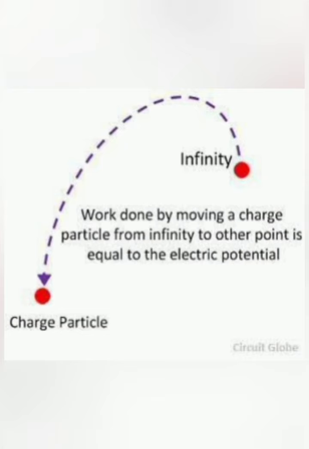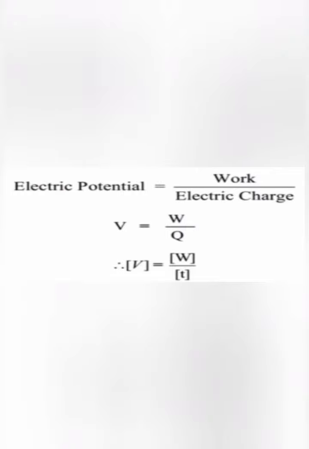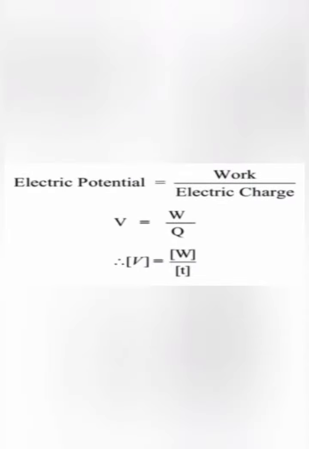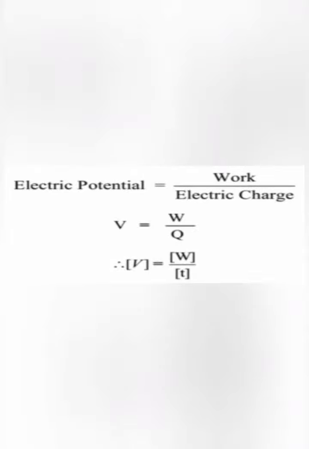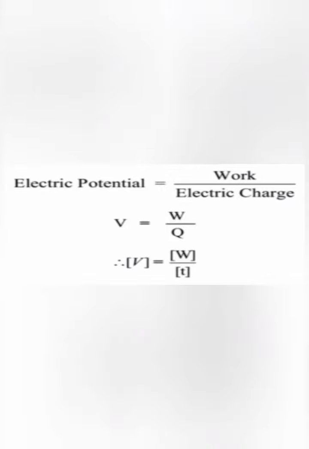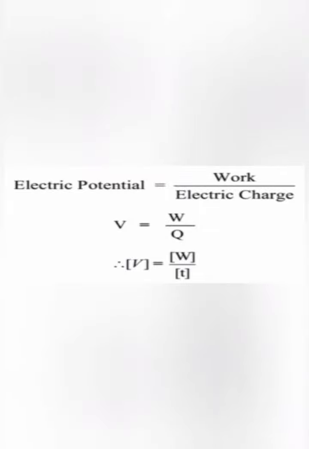The equation: electrical potential is denoted by V. It is equal to the work done by the charge. How much charge we have to apply to the particle, it has the ability to do work. So work done is denoted by W and the charge is denoted by Q. So V equals W by Q.